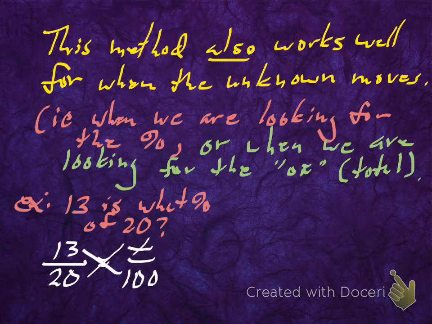Again, cross multiply, and actually this one, you can solve this proportion using the arrows. To change 20 into 100, I just multiply by 5, so multiply the top by 5. And 13 times 5 gives me x equals 65.